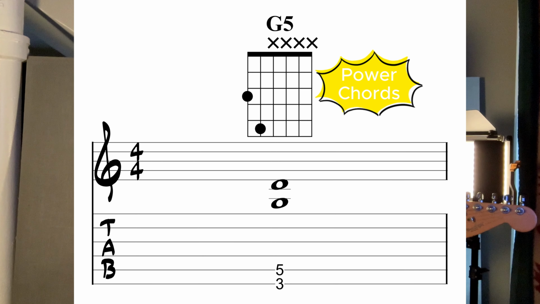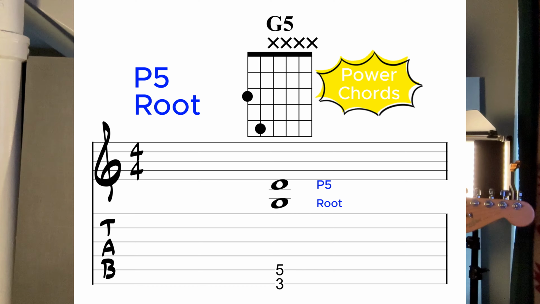These chords consist of a root and a perfect fifth, and they are commonly used in rock, punk, and metal music. Examples include G5, C5, and D5.